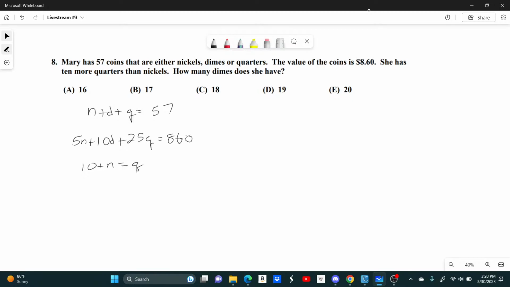Alright, so if I solve this system, give me a second. N plus D plus Q equals 57. 5N plus 10D plus 25Q equals 860. And 10 plus N equals Q. How many dimes does she have? Well, that's going to be 19. There we go.